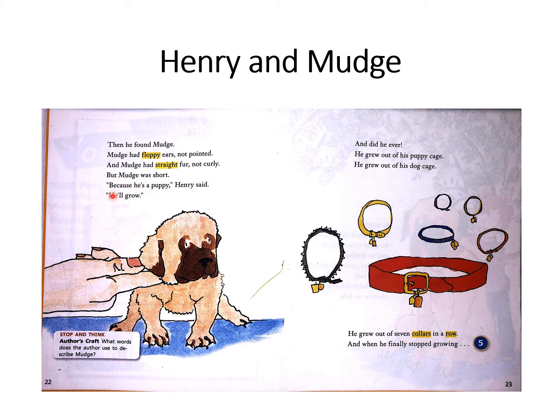But look at what he says. Because he's a puppy, Henry said, he'll grow. So Henry's thinking, okay, he's short right now, but he's a puppy. Puppies tend to be short, but they don't stay short forever. Puppies grow. So Henry's thinking that he will grow in the future. And Mudge did grow. He grew and grew and grew, and he grew out of 7 collars in a row. He had 7 collars, and they just couldn't fit. He got too big.